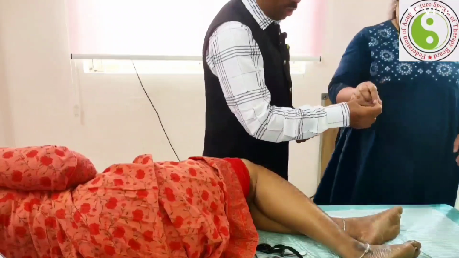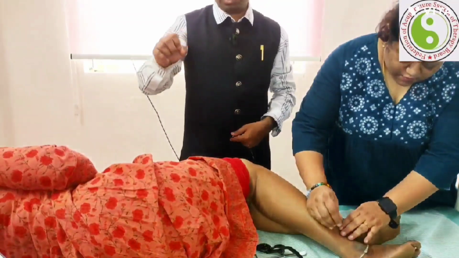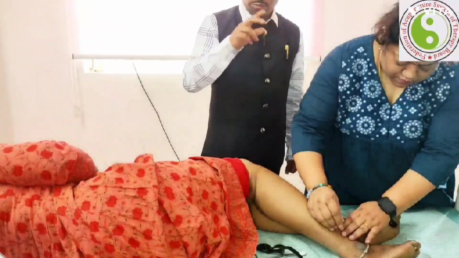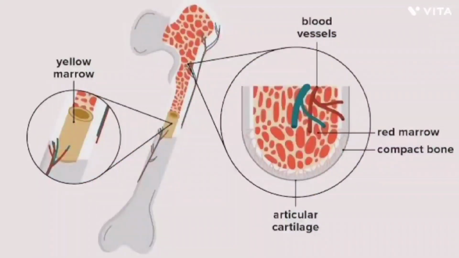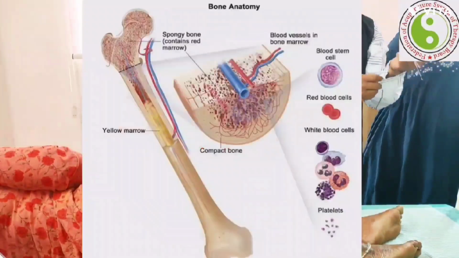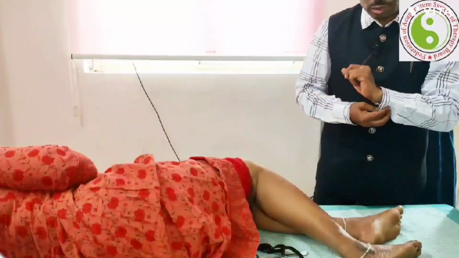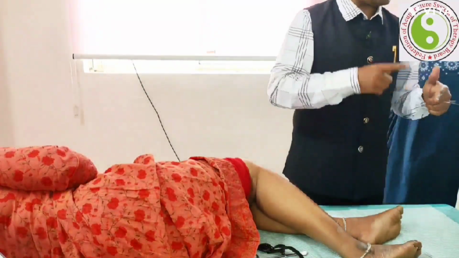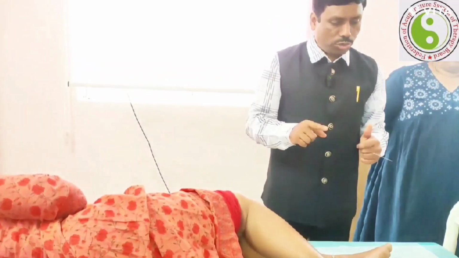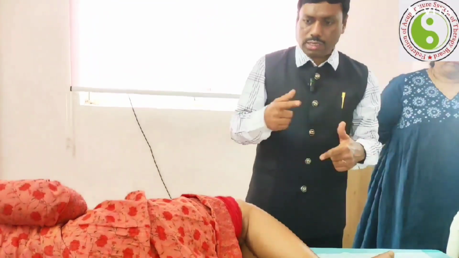So this will be useful to treat bone marrow related disorders. Bone marrow is of two types normally. One is the red bone marrow, the other is the yellow bone marrow. Yellow bone marrow is really good for regulating fat related tissues and cells. Red bone marrow is useful to release red blood cells, white blood corpuscles, and also platelets and thrombocytes.